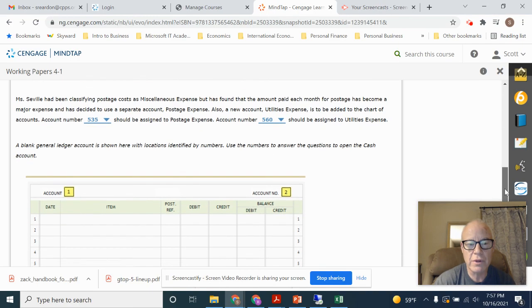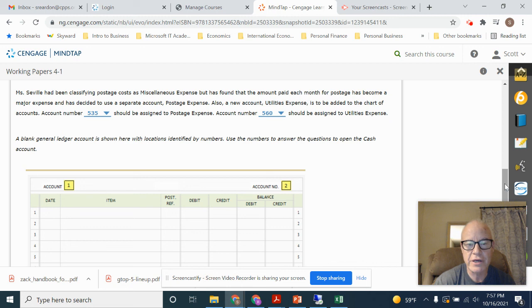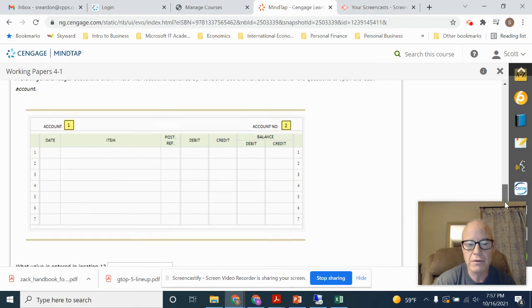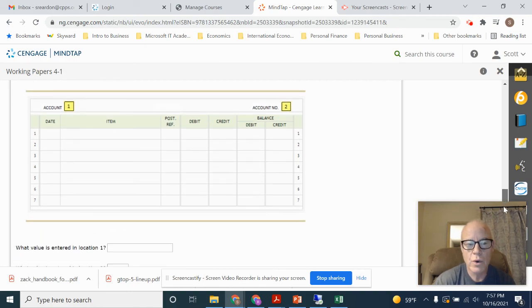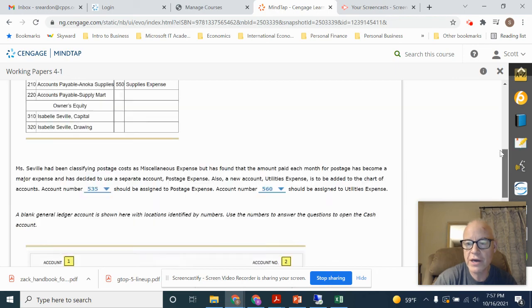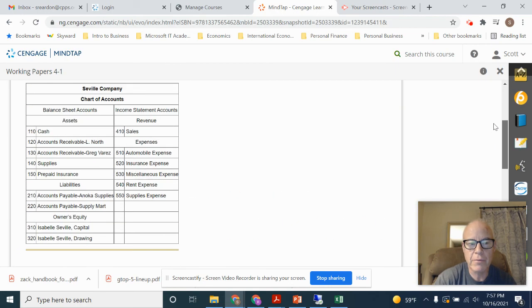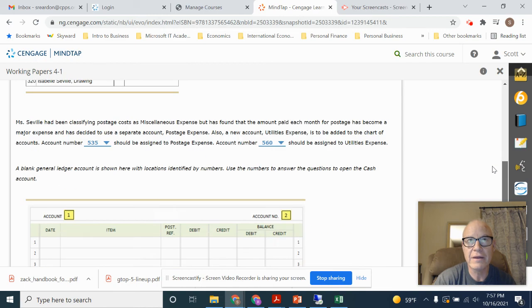A blank general ledger is shown here with the locations identified by numbers. Use the numbers to answer the questions to open the cash account. What is the value entered in location 1? Cash. Correct. What is put in location 2? The account number, which is 110.